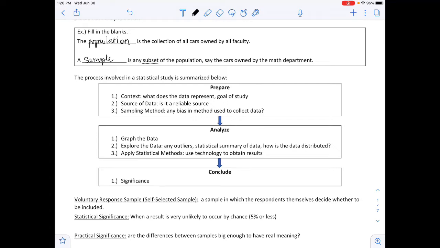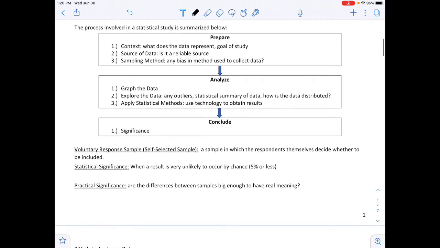The next step here is the process involved in a statistical study. And this is going to be to prepare. And this is how we are going to, when we come to the end of our semester, be collecting and creating our own project. So prepare, we would have to figure out what the goal of the study is, figure out where we are going to collect our data. It needs to be reliable also. And then what sampling method we'll be using.